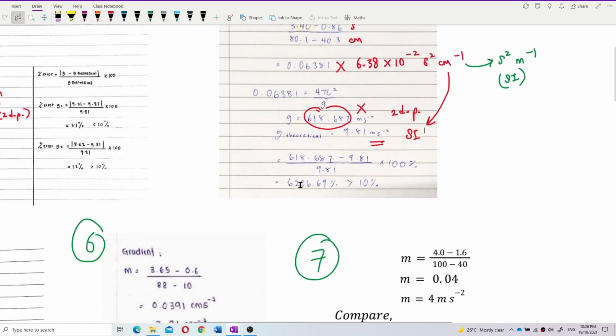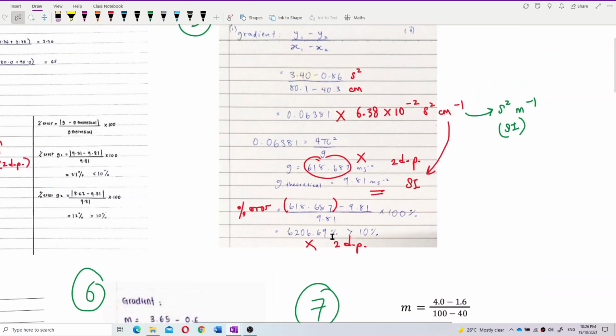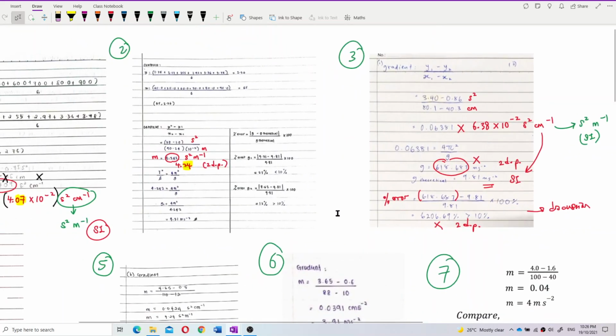Ayya, your percentage error is also wrong already. You see that this value is wrong, so it is wrong already. It can only be 2 decimal place, and cannot be more than 100. This is the percentage error, and you must actually do it in your discussion part, not the calculation part. Percentage error is done in the discussion part.